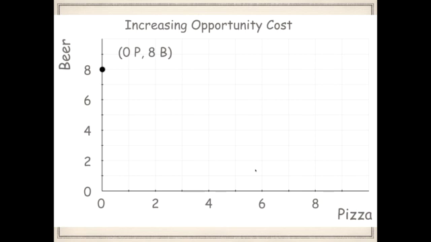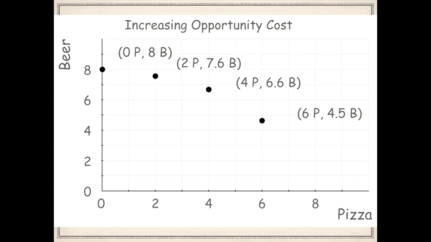So there's our initial point of 0 pizza production and 8 beers. There's the point that represents when this individual is producing 2 pizzas. They are producing 7.6 beers when producing 2 pizzas. They are producing 6.6 beers when producing 4 pizzas, 4.5 beers when producing 6 pizzas. And the final point is 8 pizzas and 0 beers.